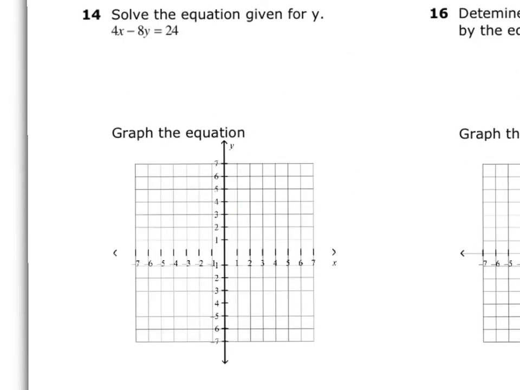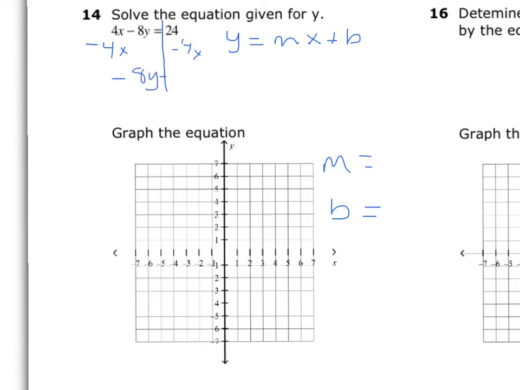Okay, 14, solve the equation given for y. So we need to change this standard form into y equals mx plus b. Then we need to identify m and b so we can graph. Okay, let's fix that. Split the sides, and then do the opposite to move the pieces away from the y. So add negative 4x to both sides. So we have negative 8y equals negative 4x plus 24. Divide everything by negative 8.